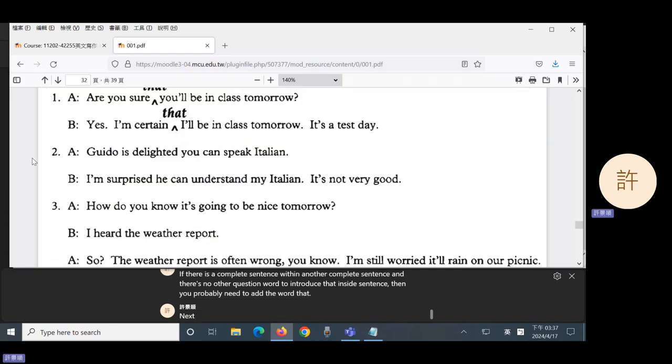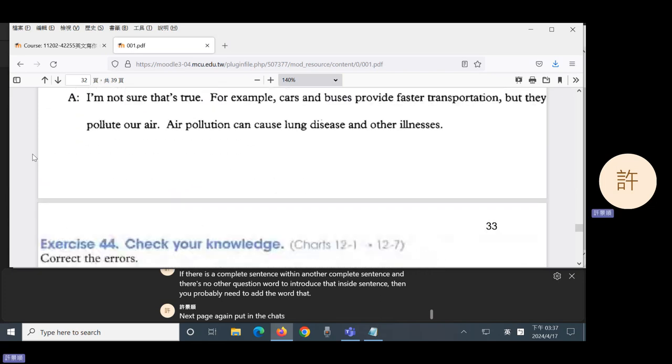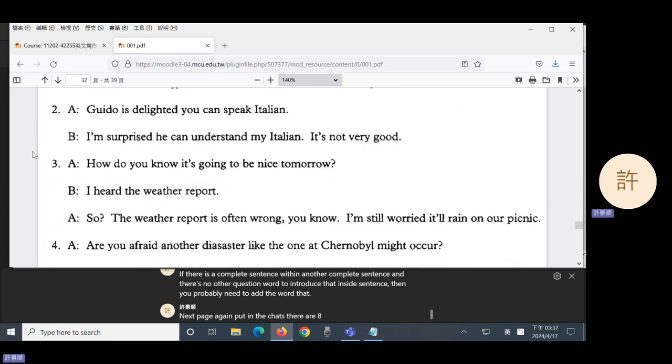Next page, again, put in the that's. There are seven questions. I'll give you 2 minutes. Sorry, I'll give you 1 minute.